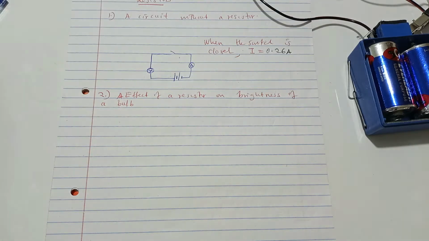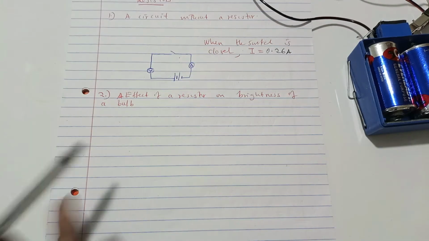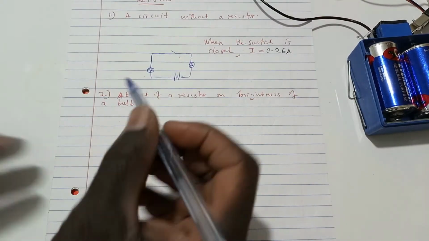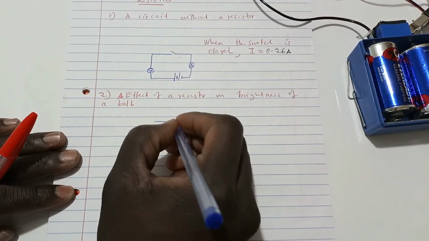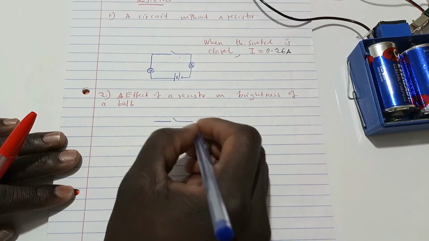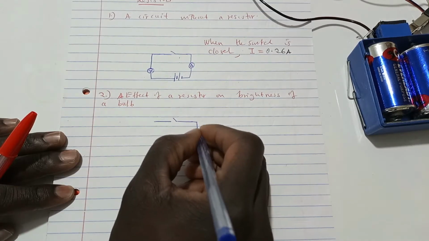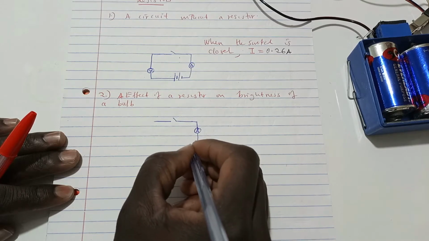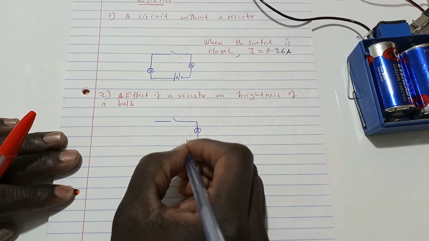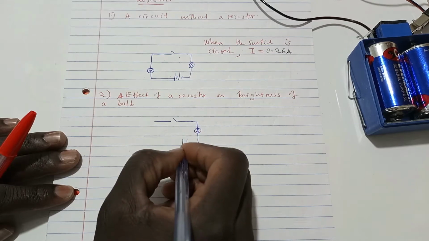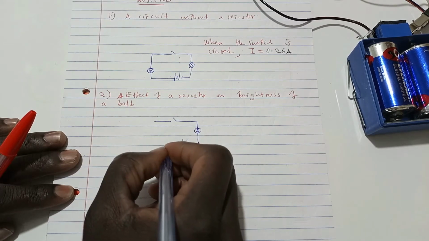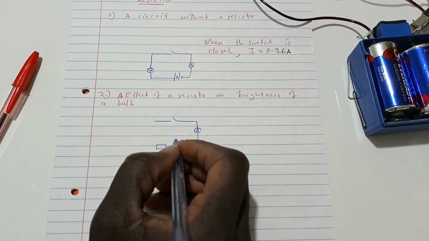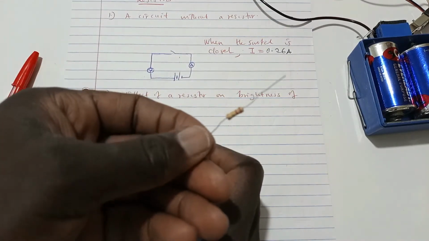So when I look at the effect of a resistor on the brightness of the bulb, we're going to use the same circuit, but now what we do is, so there is a switch, we have an ammeter to record the current, we still have the cell, battery, then here we can have our resistor. I have a fixed resistor. The resistor we're talking about is a fixed resistor.